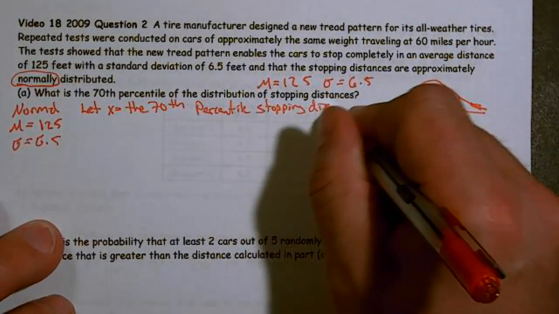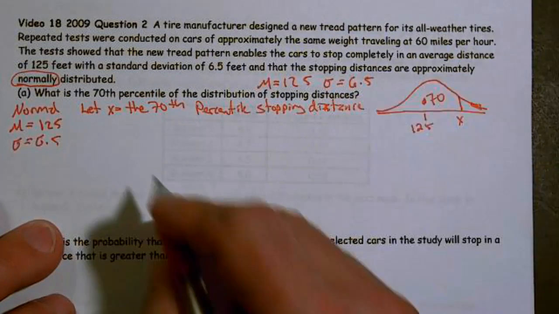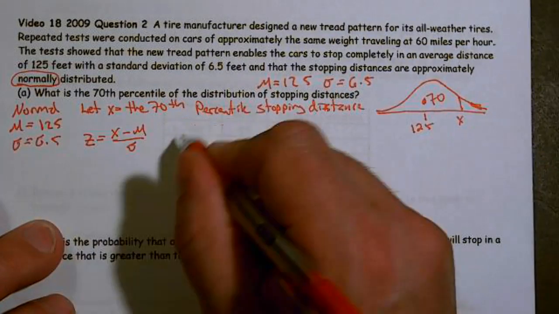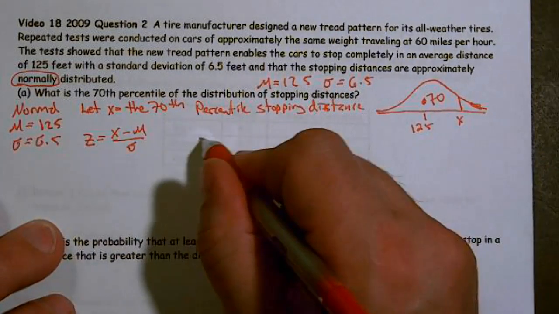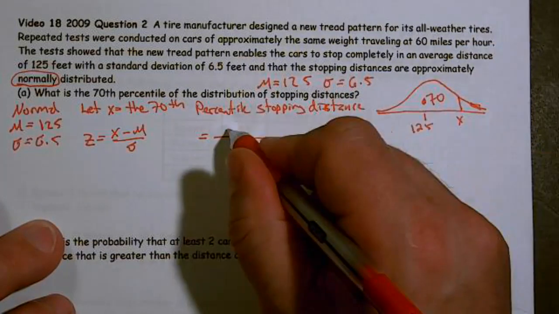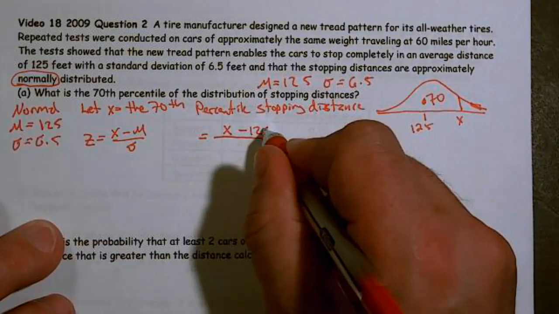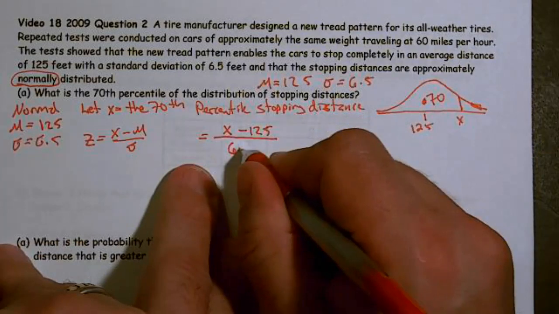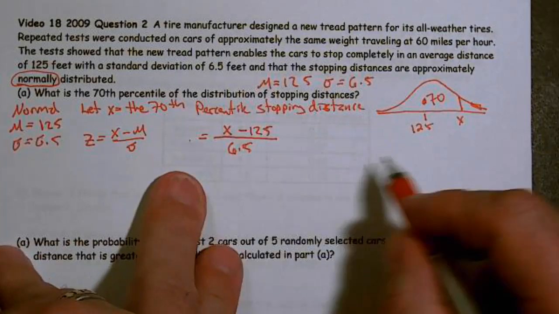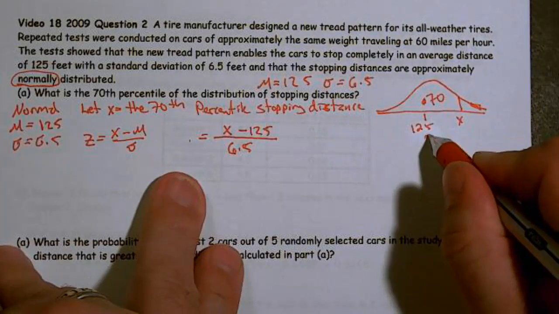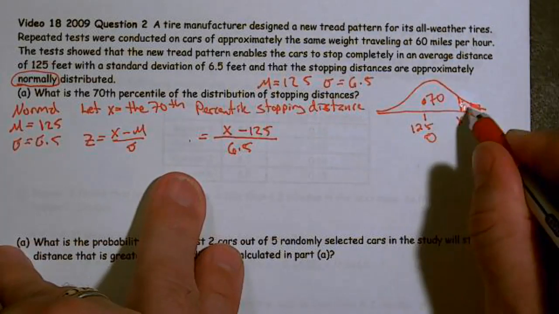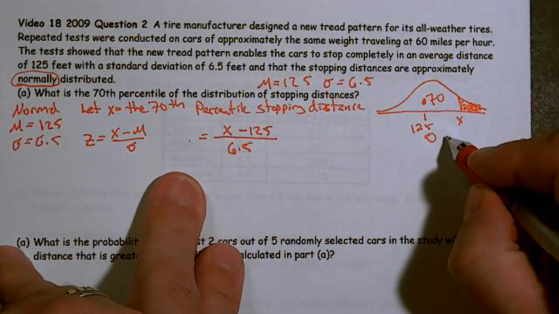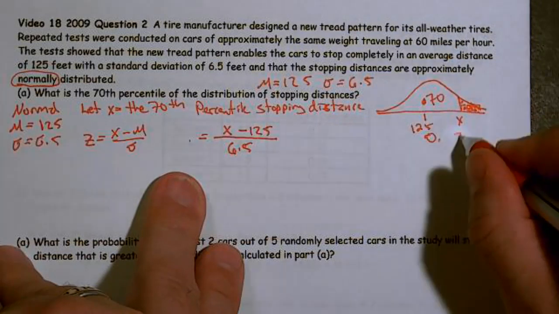Whenever I get a problem like this, I write down, well, it's a normal, so Z equals X minus mu over sigma, and I start plugging in what I have. I'm looking for X. I know I have 125, and I also have a standard deviation of 6.5. But what I'm missing is a Z-score. And I go, oh wait a second, I have an area. So all Z's are centered at 0, and I'm looking for this Z-score.